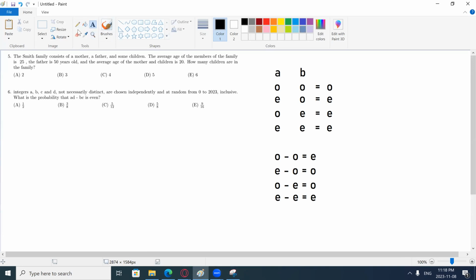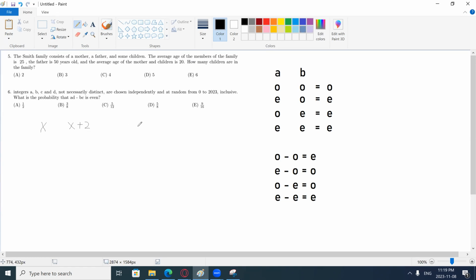So first, we can assume that there are x children in the family. That would mean there are x plus 2 people in the family, because one of them is the mother and the other is the father. So the first information you have is that if you combine all of the family members' ages and take the average, you will get 25.